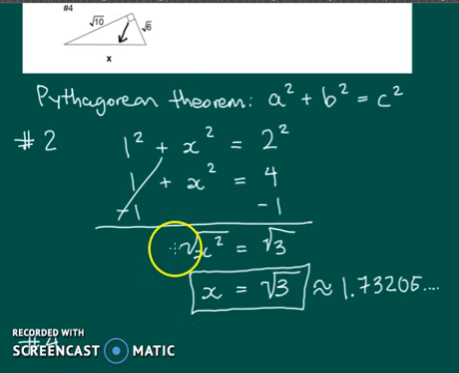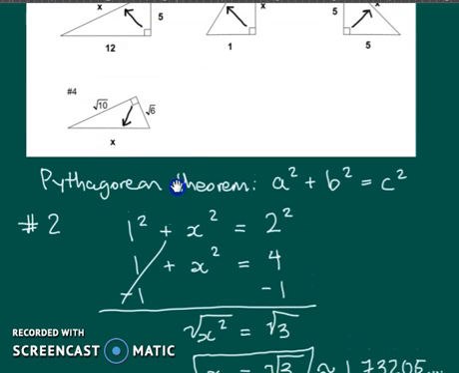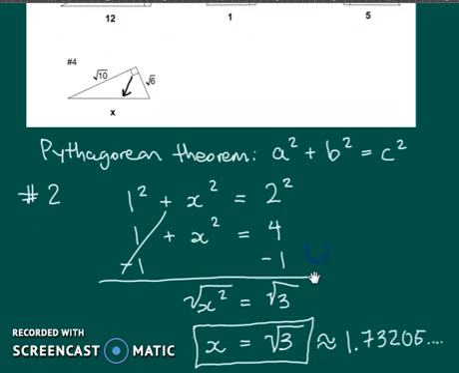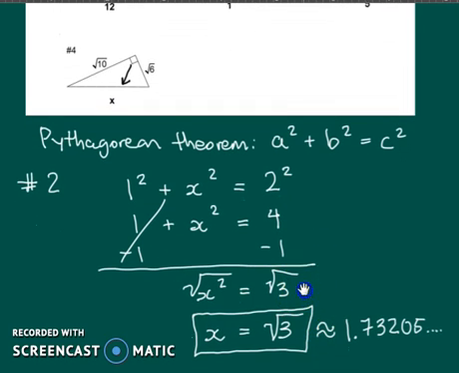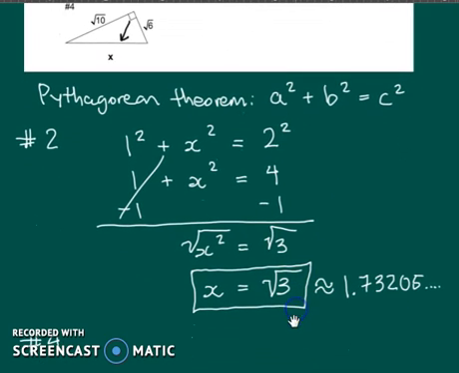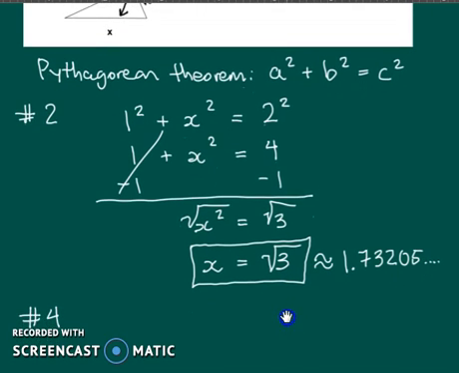Okay, so in number 4, let's take a look here. Our hypotenuse is x, and we have a side length here of square root of 6 and another side length of square root of 10. Well, now you might be wondering, how am I going to deal with that? Well, let's just use it exactly the same way that we used the other numbers. Let's just plug it straight into our formula.